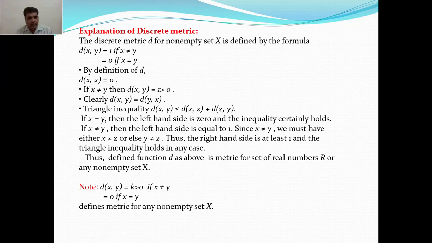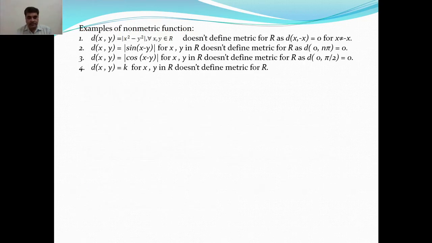Note that in this discrete metric space, if I take the function d of xy to be k greater than 0 for x not equal to y, where k is any positive real number, and equal to 0 if x equals y, then it also satisfies all the above properties. And therefore, this function also defines a metric, and we will also call it a discrete metric for X.